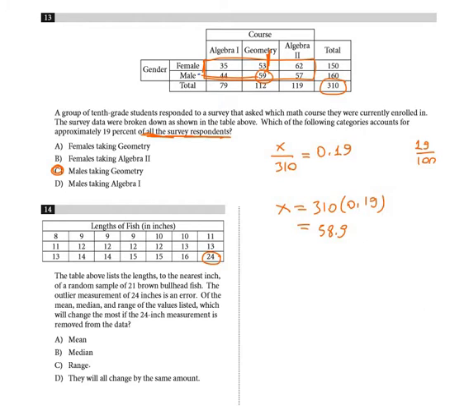Here, obviously, the range will change most because we are changing the outlier. What is the definition of range? Range is the largest number minus the smallest number. So before we remove, our range is 24 minus 8, which is 16. After we remove, 16 will be the highest number now, and it's going to be 16 minus 8. And from 8 to 16, there's a big jump. So after we remove, the range drops to 8 from 16.